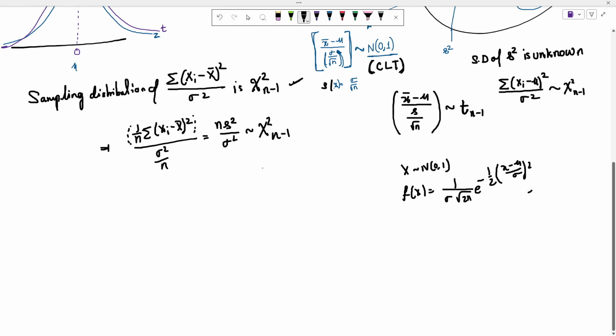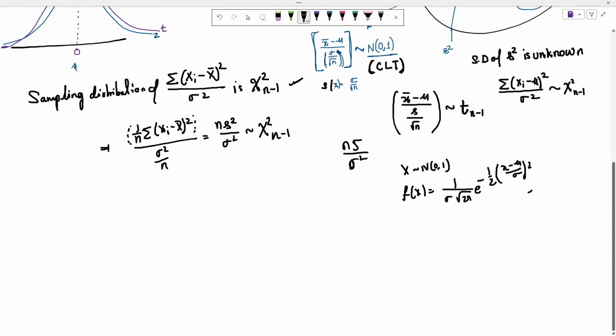Now let's say that my observed s square is 5, and I want to know the probability that it lies within plus minus 1 of the true value. So I'll just convert this, multiply n by s square by sigma square, and now I know the distribution of this.